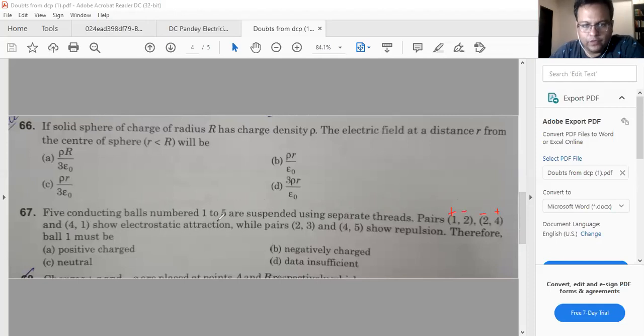And 2, 3, 4, 5 show repulsion. So if they show repulsion, they must have same charges. So we should start from that. तो ये अगर प्लस है तो ये भी प्लस होगा, और ये माइनस है तो ये भी माइनस होगा.